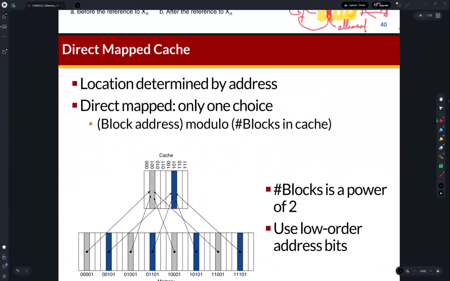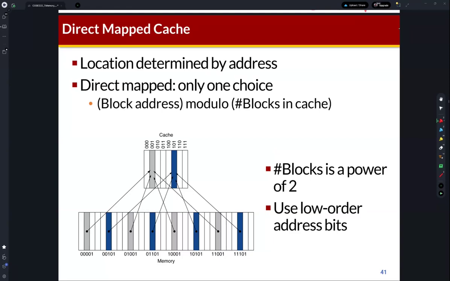Then we also need to decide where the data is stored. So what does that mean? Cache is also a memory. It's a small memory, right? So what is the memory? Memory has multiple entries, and then we store data in one of these entries. Then we need to decide on where the new data is allocated.